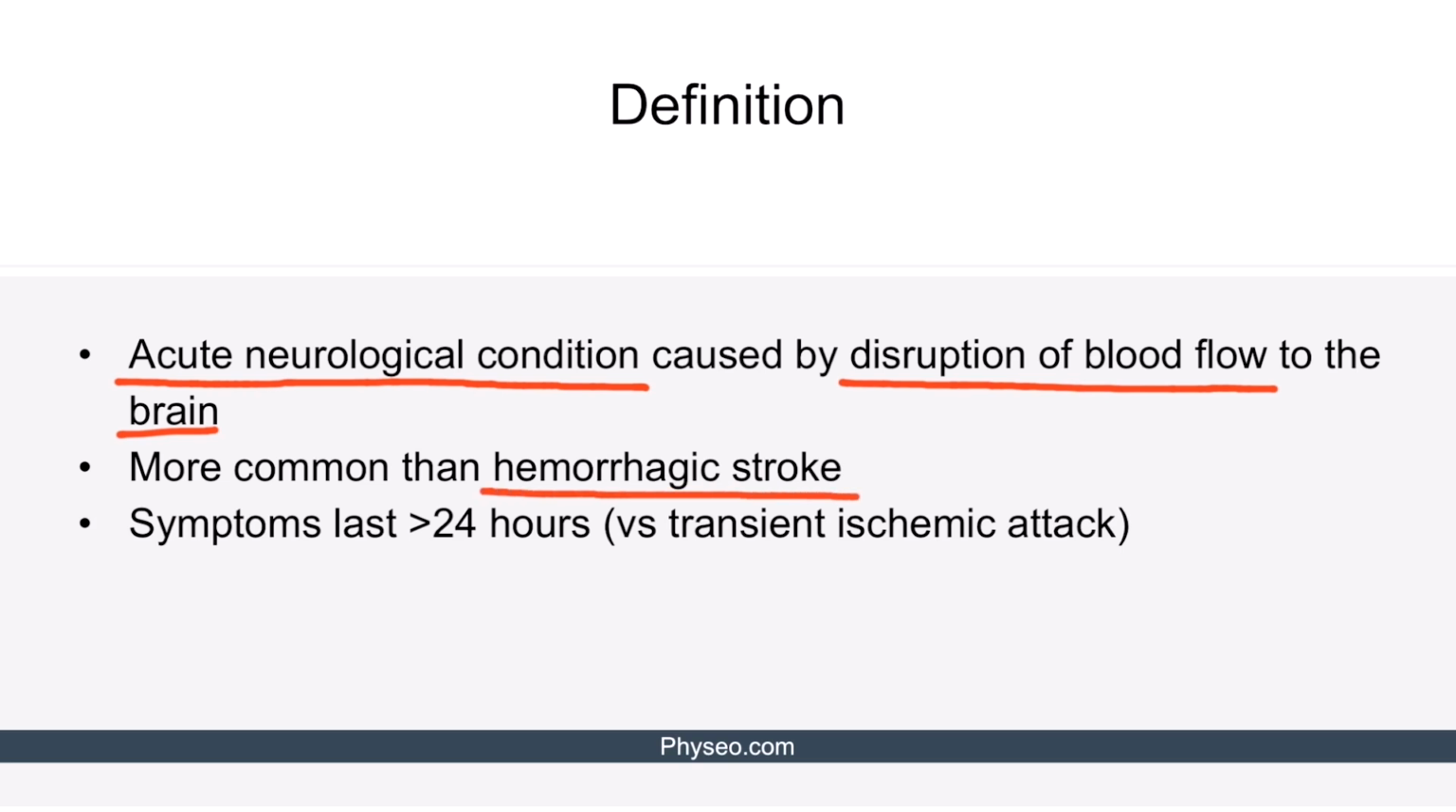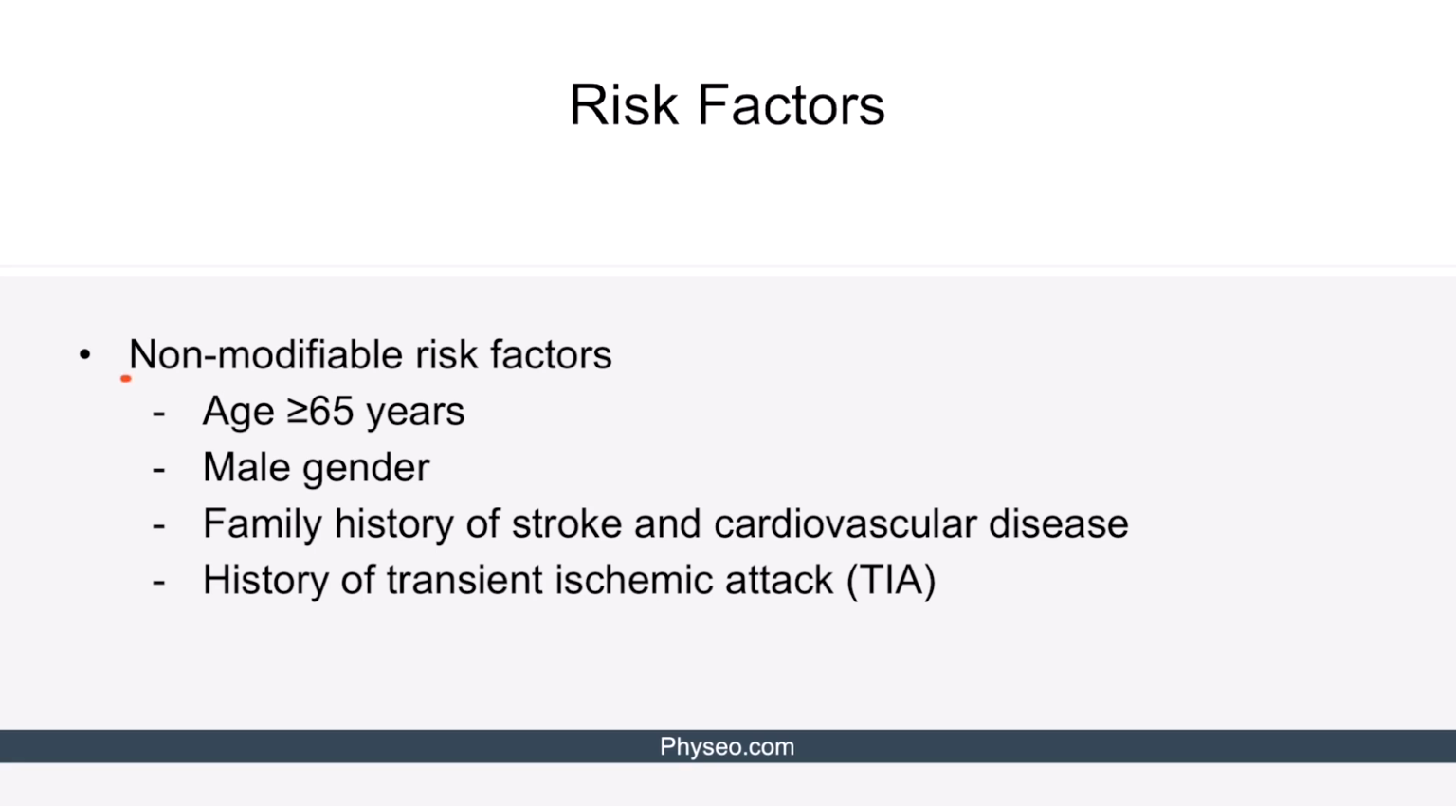An important differentiating factor between a stroke and a transient ischemic attack is that symptoms of a stroke last more than 24 hours. Non-modifiable risk factors for ischemic stroke include an age of over 65. Additionally, males are more likely to develop ischemic stroke than females. Anyone with a family history of stroke or cardiovascular disease, or with a personal history of transient ischemic attack, is at risk for developing an ischemic stroke.